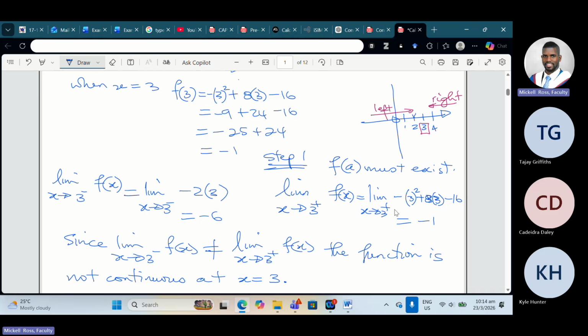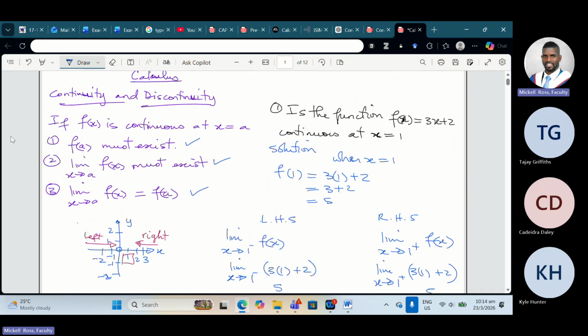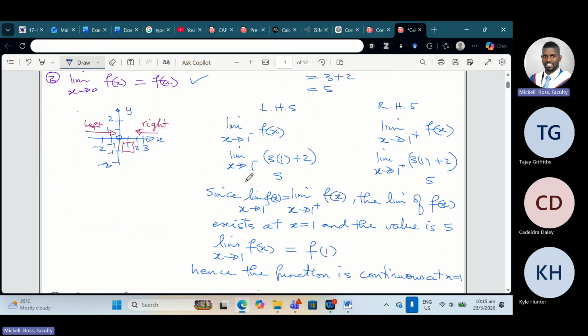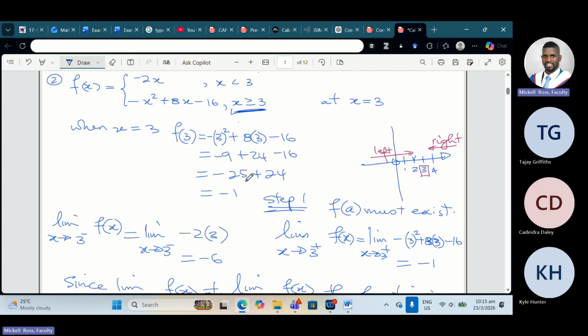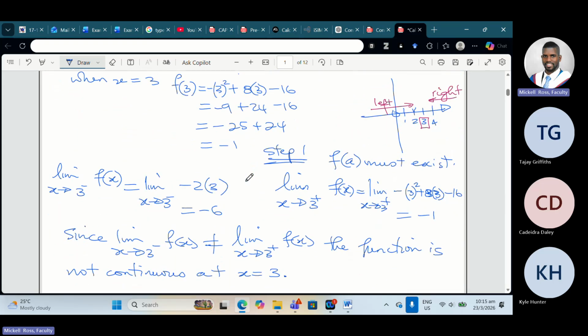All right, so notice what it says up here. f of a must exist, the limit of it must exist, and the limit must be equal to f of a. Basically, number 1 and number 2 must be equal to each other. That's the third condition. The answer that you get for number 1 and the answer that you get for number 2 must be equal to each other. If they are not the same, then the function is not continuous.